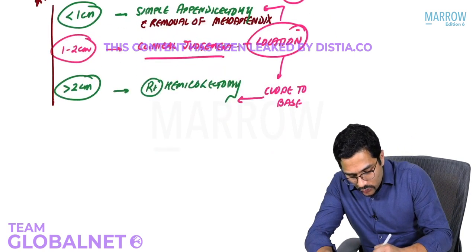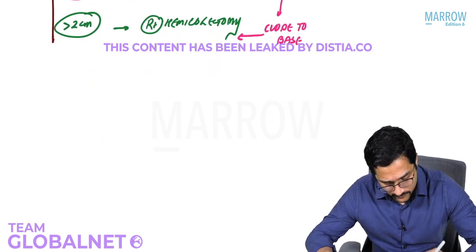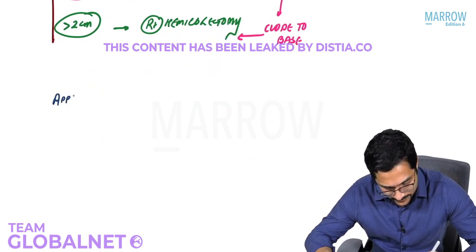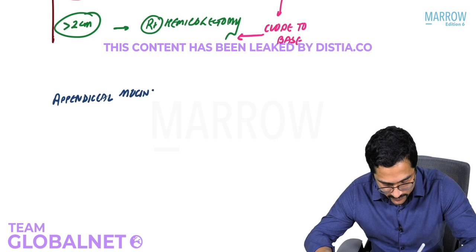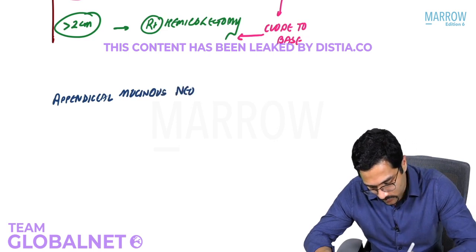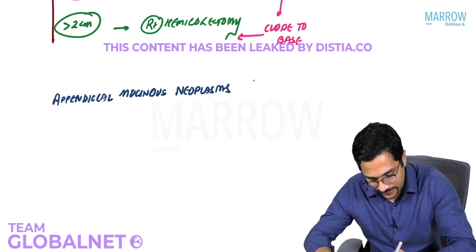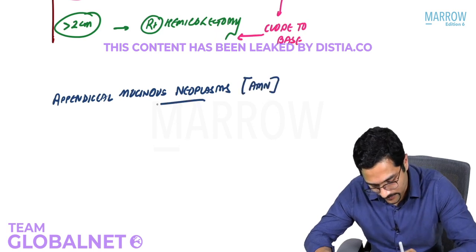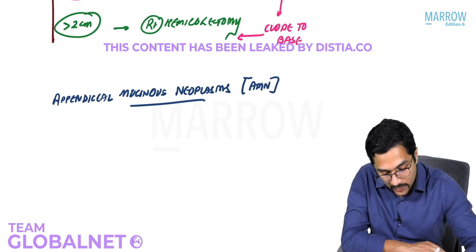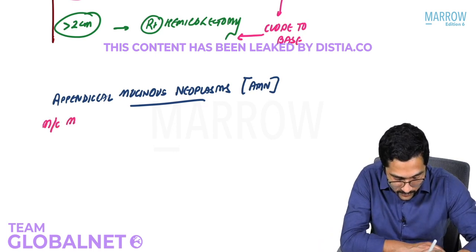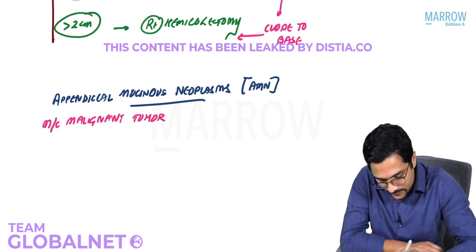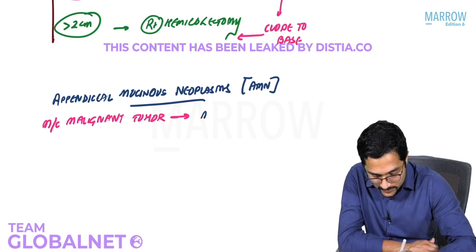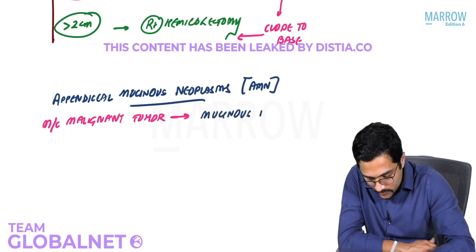Now, another thing which you should know is about another tumor, appendiceal mucinous neoplasms. AMN, right? This is another terminology, appendiceal mucinous neoplasms. So you should know that the most common malignant tumor of the appendix is mucinous adenocarcinoma.